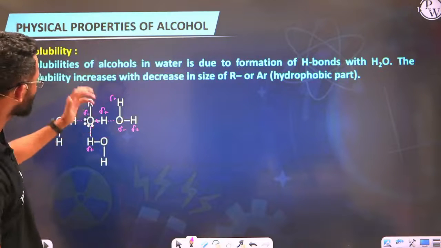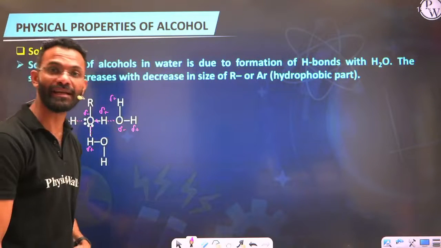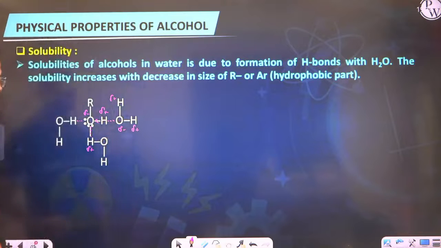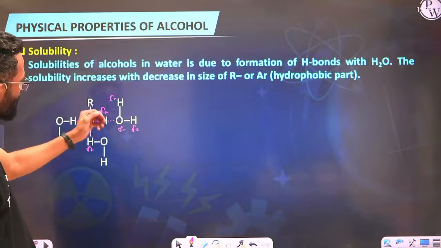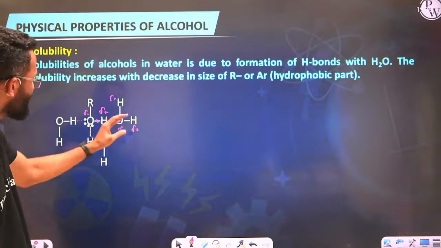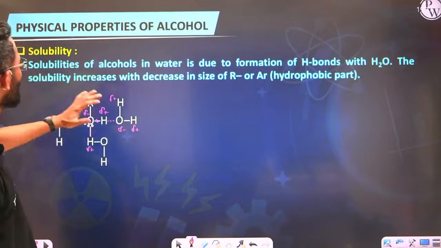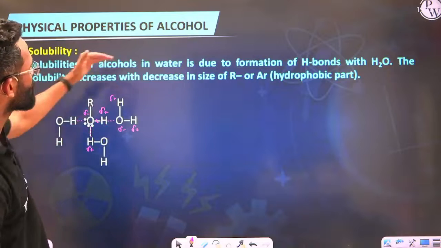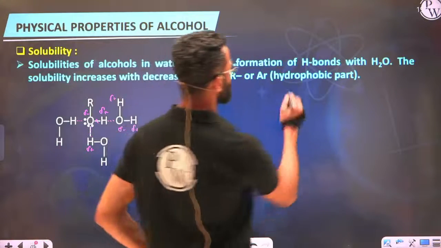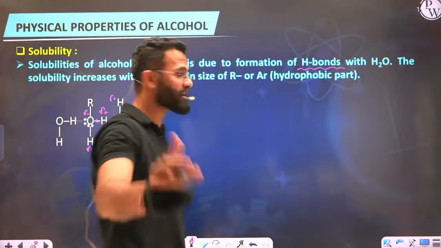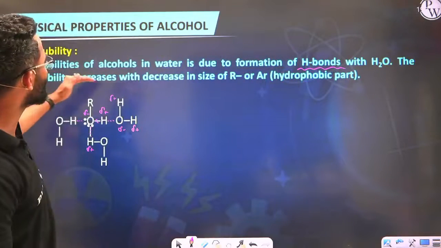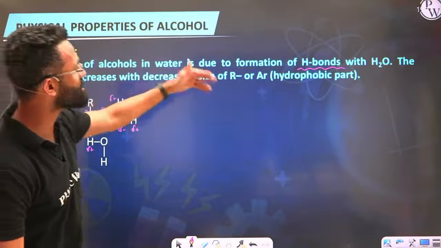More the solvation, more will be its solubility. So you will see here, alcohol molecules are found to be soluble in water because of their ability to form intermolecular hydrogen bonds with water. So solubility of alcohol in water is due to formation of intermolecular hydrogen bonding with water. Further, the solubility increases with the decrease in the size of the alkyl group.